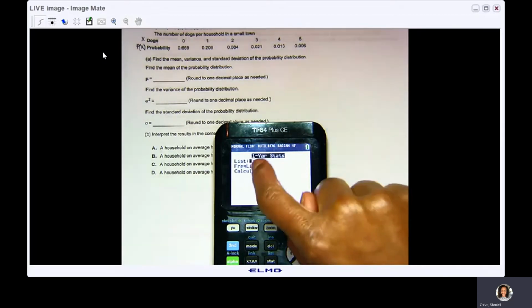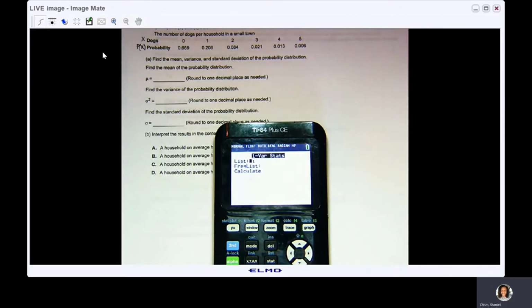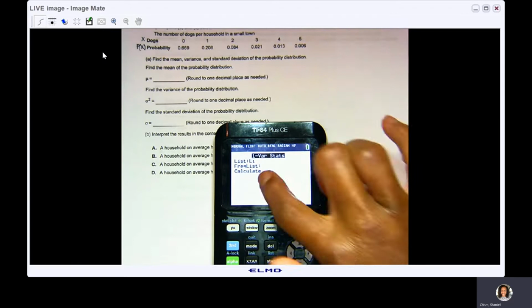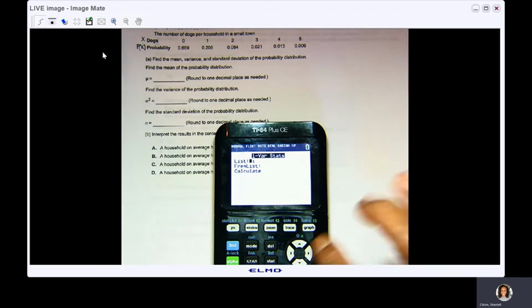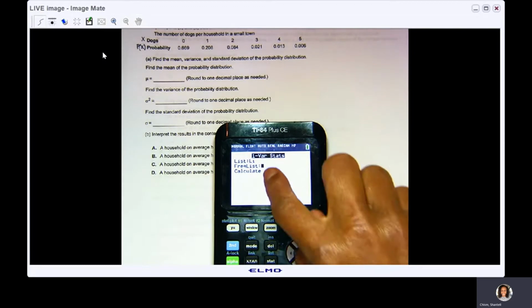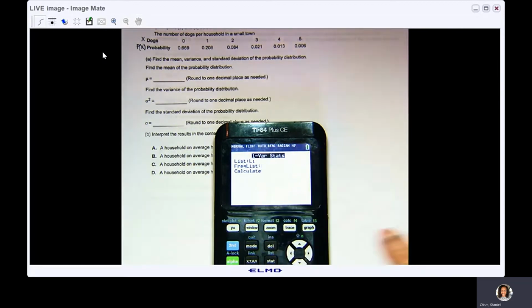Okay, so my list 1 is automatically L1 there. My list is L1 by default, which is why you always make sure X is in list 1. Look at frequency lists. Normally we keep that clear, but this time I'm given a frequency list. Remember I told you probabilities, another name for probabilities is relative frequencies. So your frequency list is list 2. So I'm going to tell the calculator right here to use list 2.